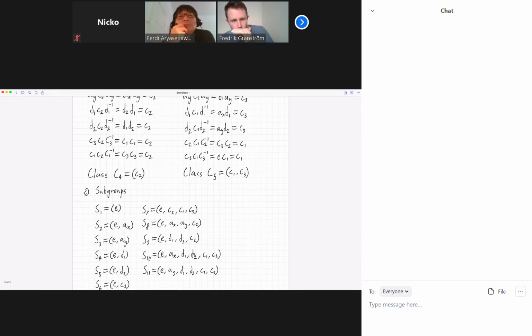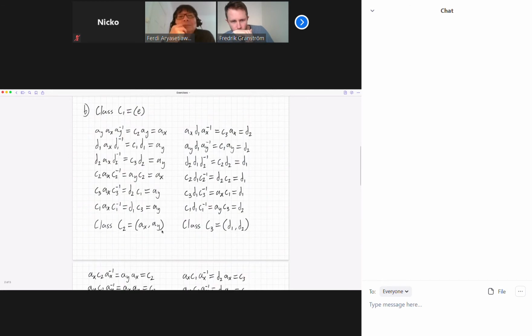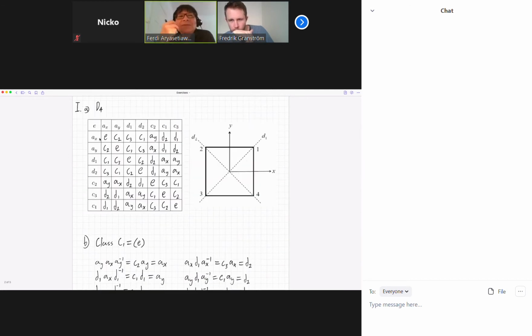Oh yeah, I think one of these combinations can get us to a different element outside. Because AX and D1 and D2 gives us C3 and C1. AX and C1 and C3 gives us D2 and D1. So I'm not sure how we can get outside the group, because AY isn't in the group and C2 isn't either. If you take D1 times D2, you get C2, which is not in the group. Or C1 or C3. Yeah, those are the ones I missed.